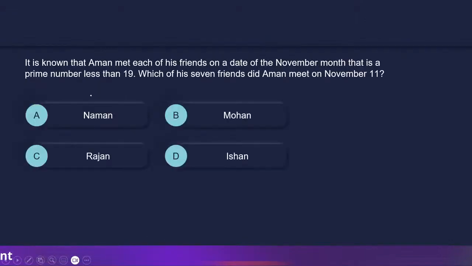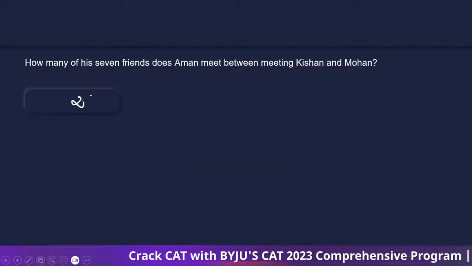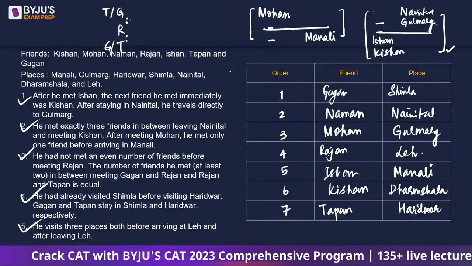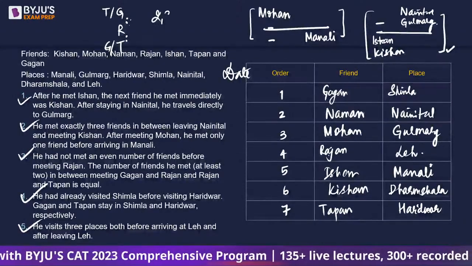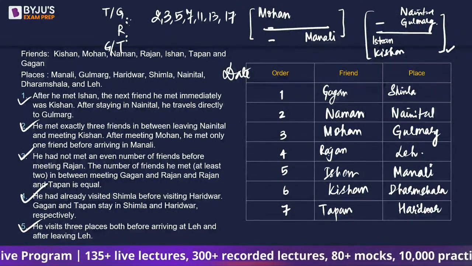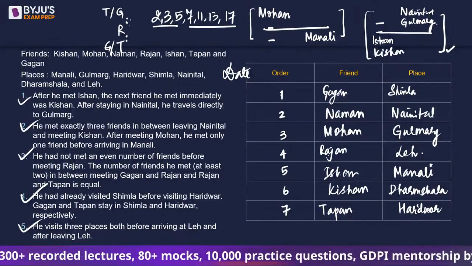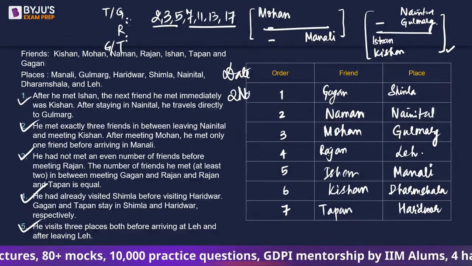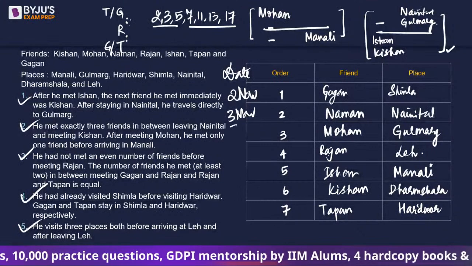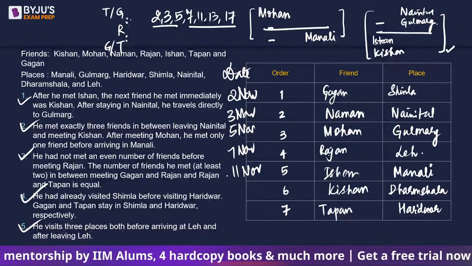It is known that Aman met each of his friends on a date of the November month that is a prime number less than 19. Which of his 7 friends did Aman meet on November 11? Okay. Prime number less than 19. So if we talk about date, the prime numbers less than 19 are 2, 3, 5, 7, 11, 13 and 17. So these are a total of 7 dates. And obviously there are 7 friends. So he must have met him on 2nd of November, 3rd of November, 5th of November, 7th of November, right? 11th of November. So Ishan se mila 11th of November mein.